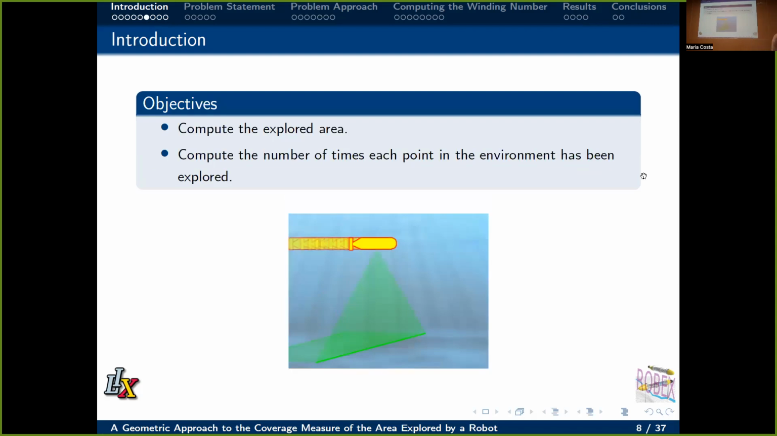Our objective in this work is to estimate the explored area and also to determine how many times each point in the space was sensed, or was seen, by the robot during exploration. We call this measure the coverage measure. And we want to estimate this using only the information that comes from the proprioceptive sensors.